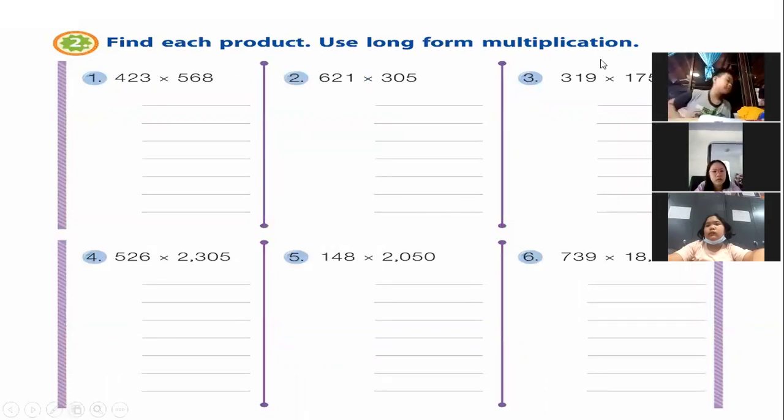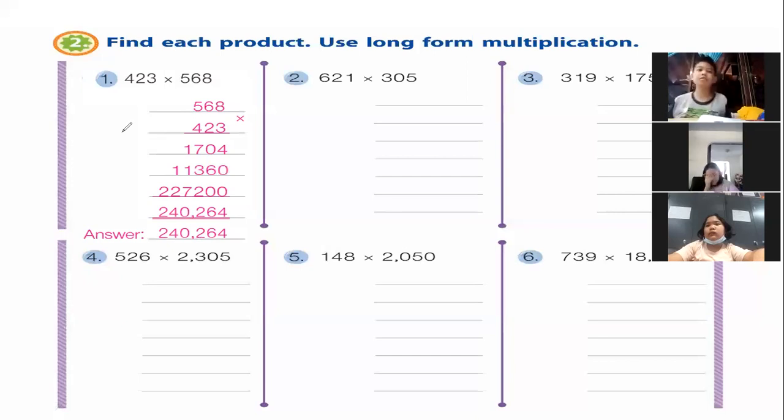All right, so now here we're having some more questions, okay? So here we have to find each product, and we are going to use the long form of multiplication. So question number 1 we're having 568 multiplied by 423. So we are going to do the same method. First, place 1 multiply with the place 1, then place 1 multiply with place 2, then place 1 multiply with the place 300. We will have the product here.